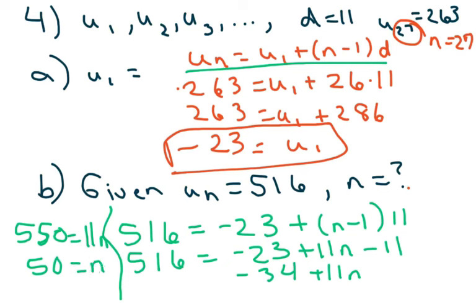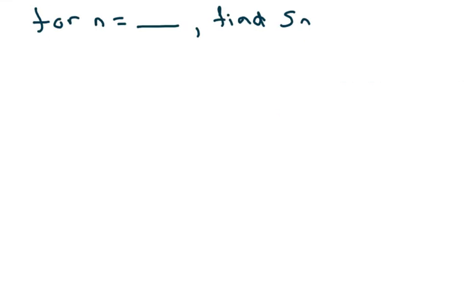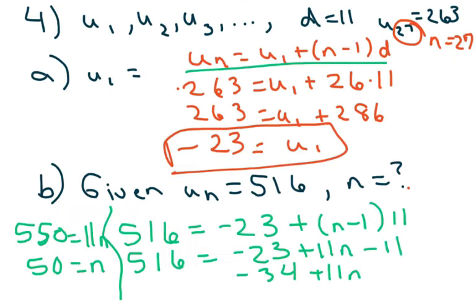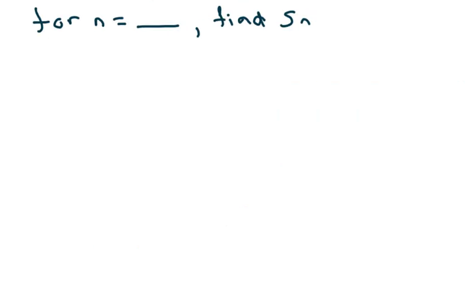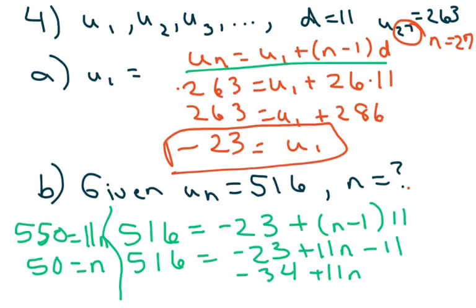Sorry about that, I didn't have this one written down. Alright, the next one, oh yeah, here it is. So basically for n equals, did I write this one down? So, okay, so n is what? 50.